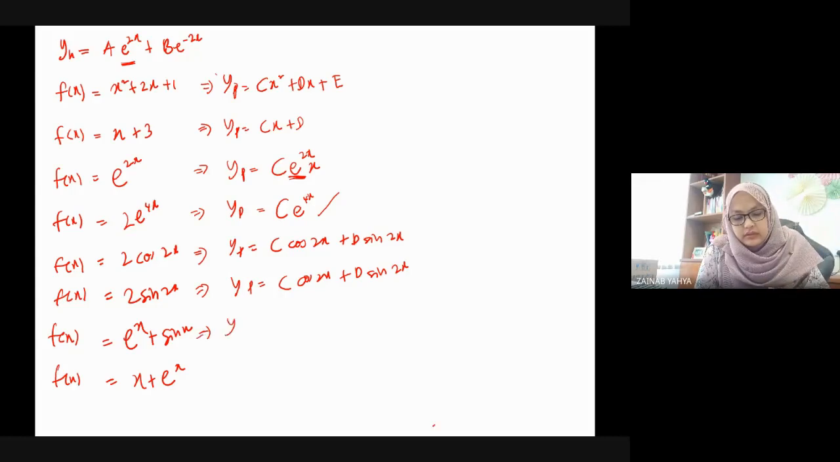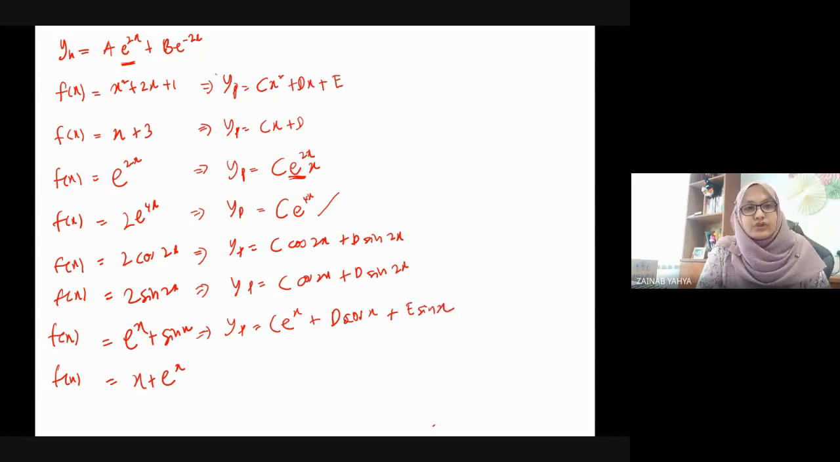Now exponent x plus sine x. So yp1 plus yp2. yp1 will be c exponent x, and yp2 will be d cos x plus e sine x. Remember, don't use the same unknown. Okay, next is the last one.